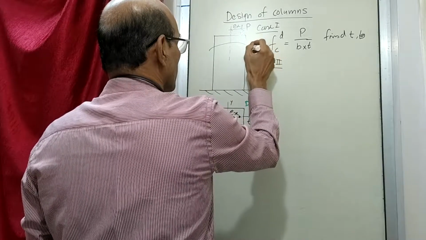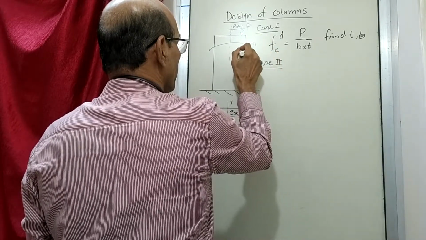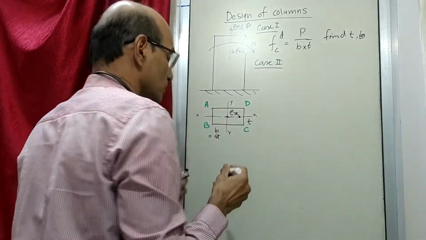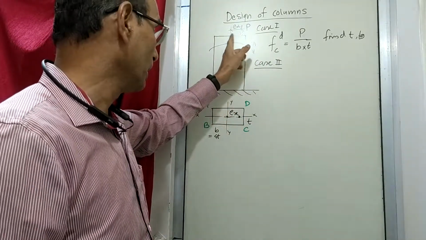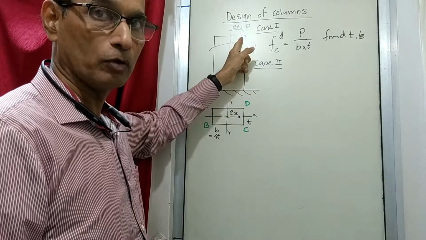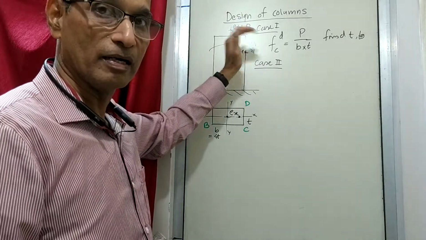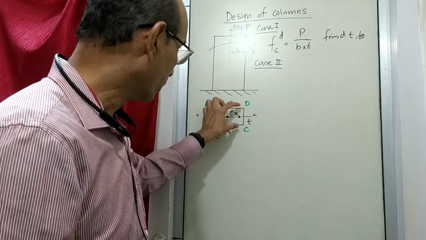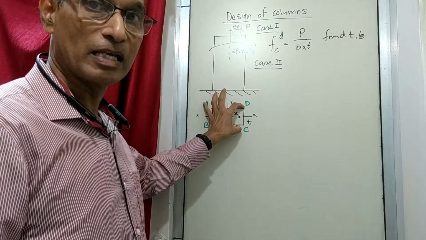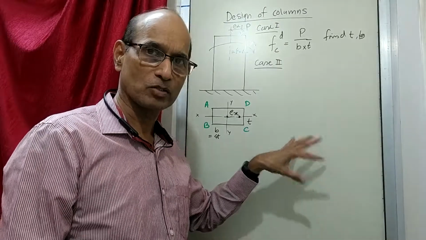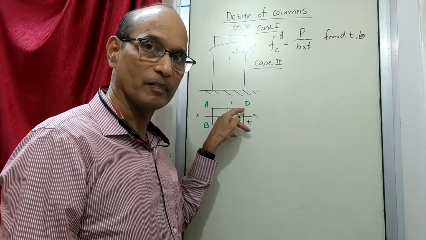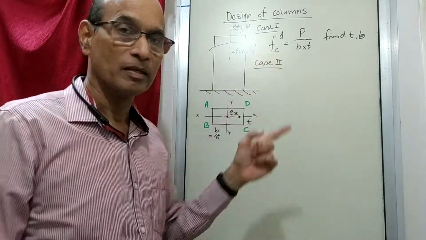That is a moment which is equal to P into Ex. So P into Ex is the moment that is caused by a force which is eccentric by this much amount. And because of this tendency of bending, the points D and C will experience bending compressive stress, in addition to the direct stress.